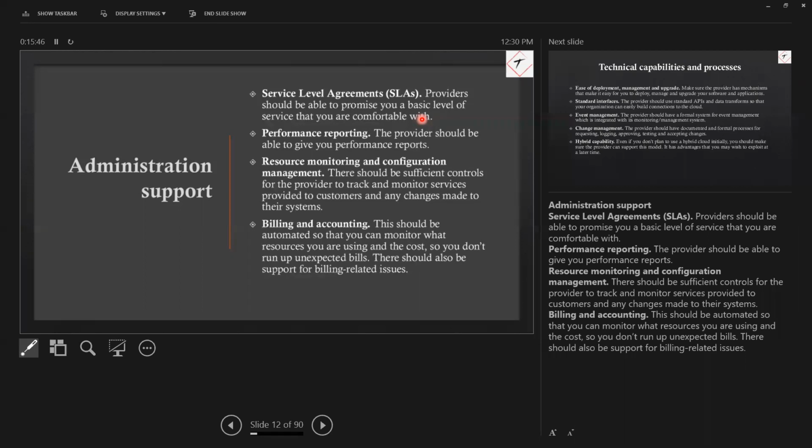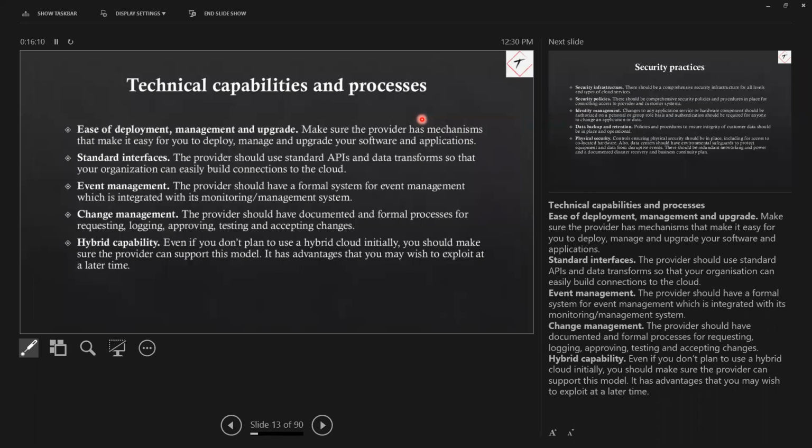Billing and accounting. So this is how your cost is billed. Can you monitor it? Can you make sure your billing, if you want to keep it at a certain amount, how easily can you do it, and how accessible it is. So those are some of the key things you need to keep in mind when you look into administrative support.